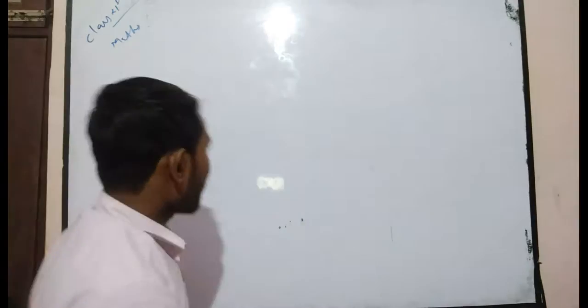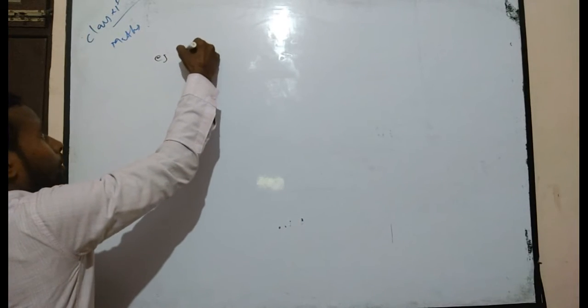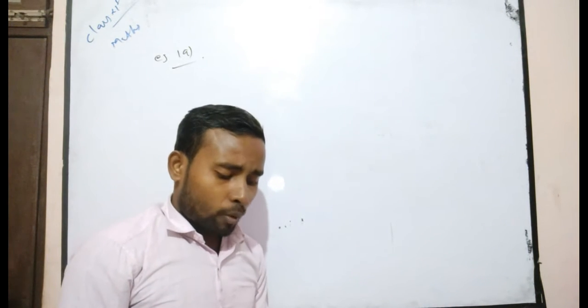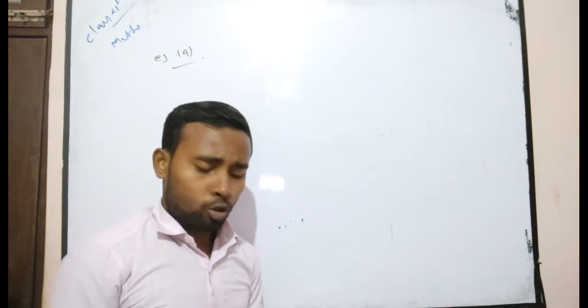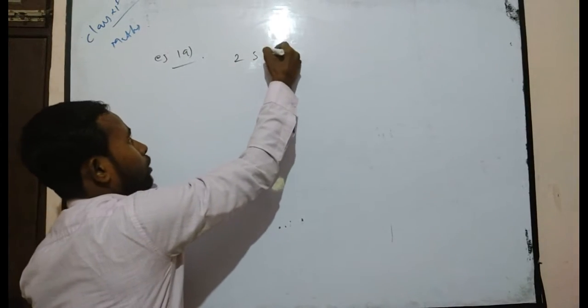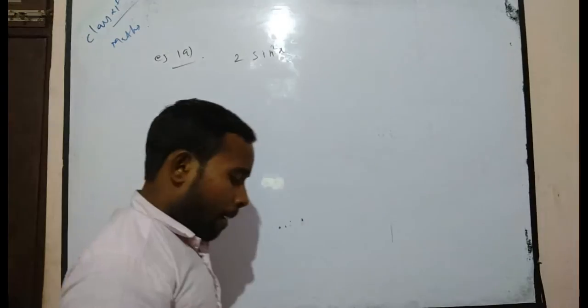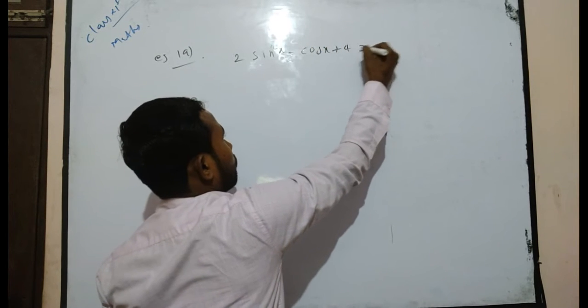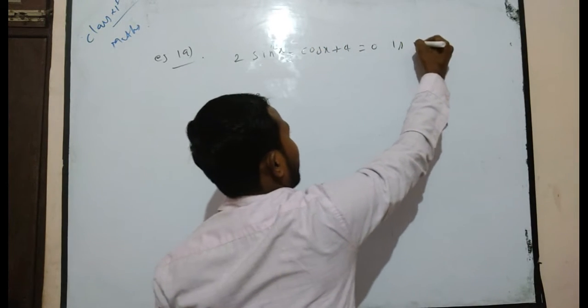Now we take example 19. In example 19, the question is: is the equation 2 sin square x minus cos x plus 4 equal to 0 possible? This is a very simple problem. 2 sin square x minus cos x plus 4 is equal to 0. Is it possible?